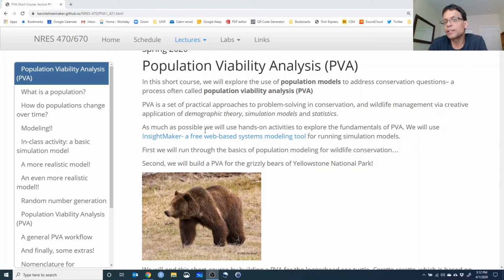So the first thing we're going to do, and that's what we're getting started with now, is just run through the real basics of population ecology, population modeling, especially as it relates to wildlife conservation. Second, we're going to build our first PVA, which involves using real data on the Yellowstone grizzly bear population. And we're going to ask some questions about the future of the Yellowstone grizzly bears at the national park.